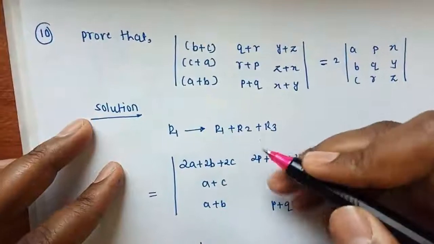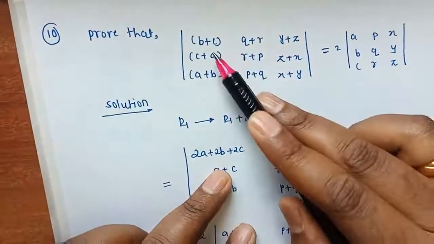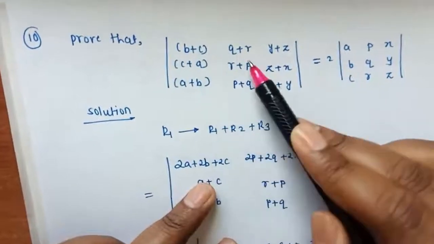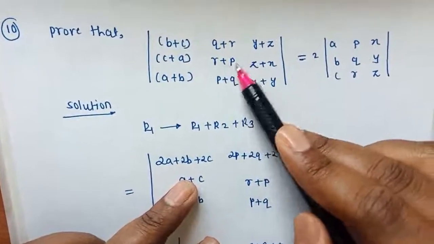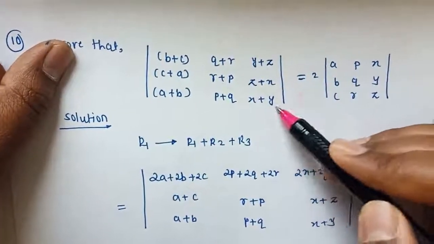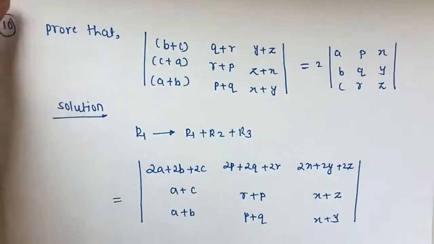So next problem is again depends on the properties of determinant. This is the first column they have given. First column is B plus C, C plus A, A plus B. Second column Q plus R, R plus P, P plus Q. Next is Y plus Z, Z plus X, X plus Y is equal to this, we have to prove.